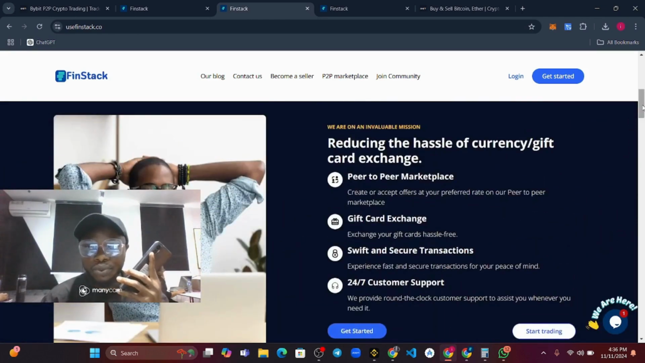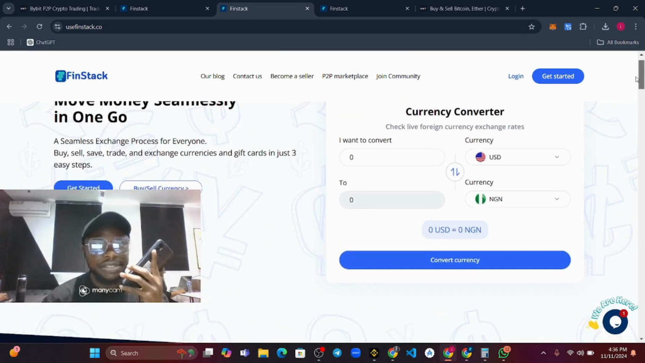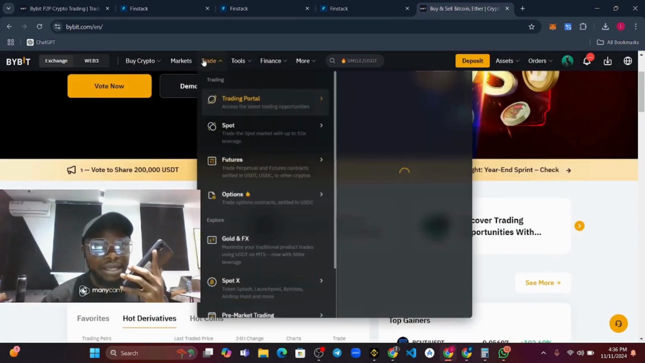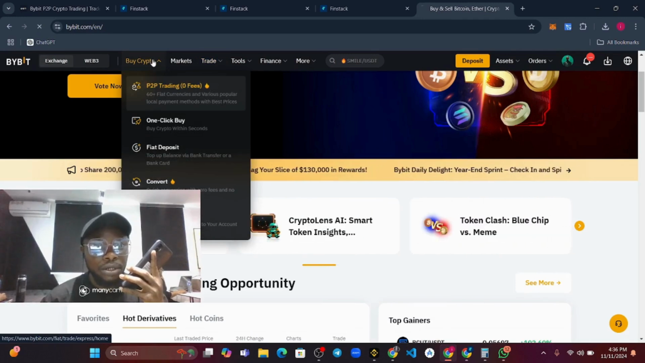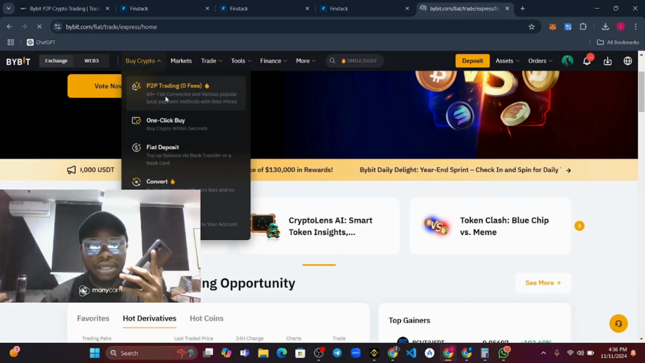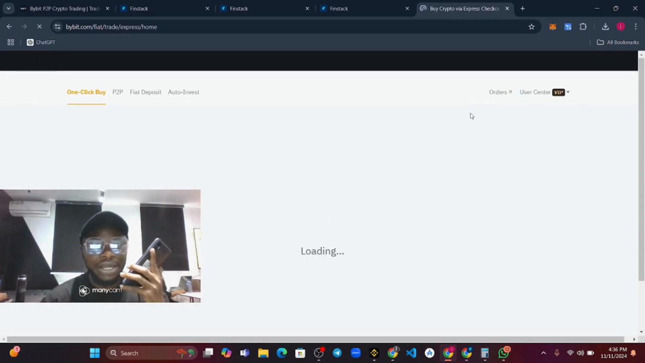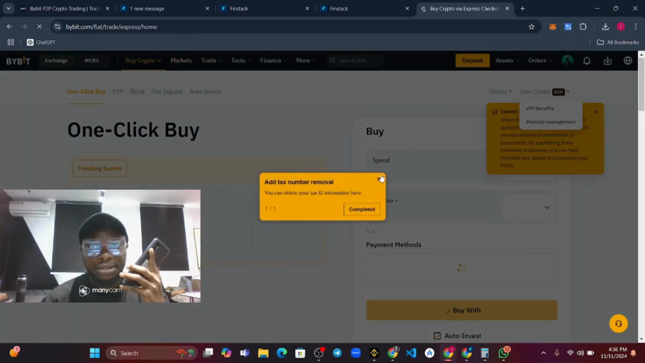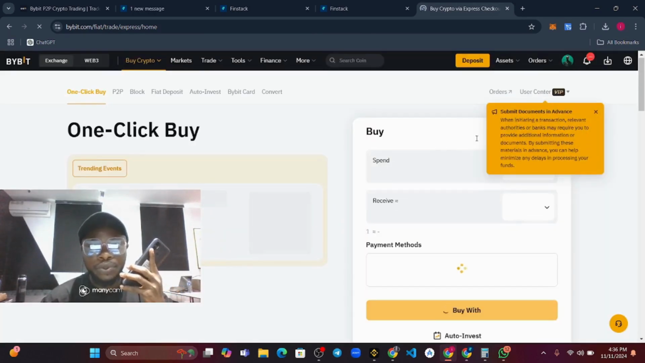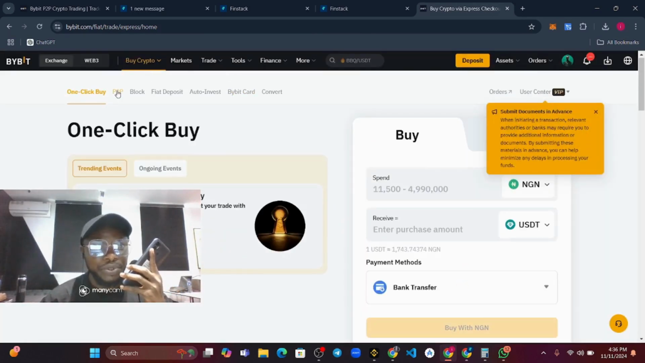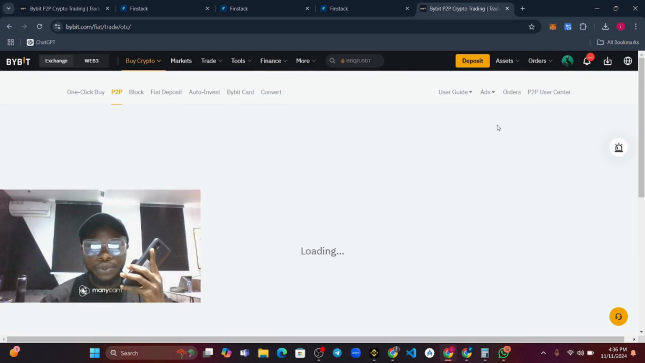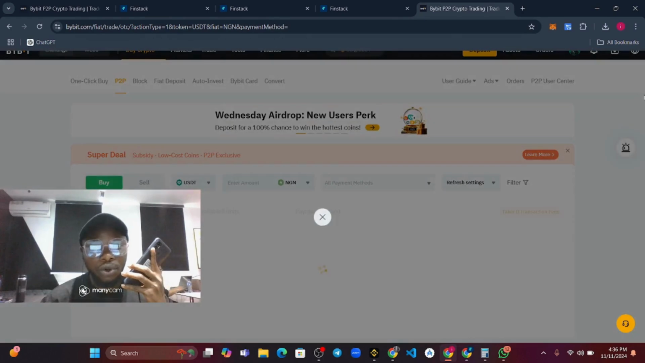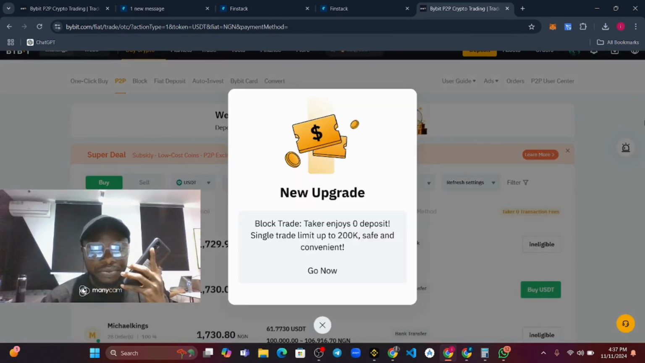Now let's go back to the details. Now if you look at Bybit now, the buying rate. Let's look at Bybit now. P2P. Okay, now let's use P2P because you can't sell directly on Bybit. So I'm trying to get to the P2P market. So this is the current rate on Bybit now.